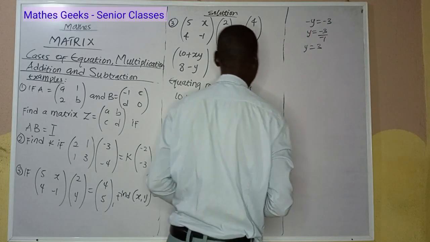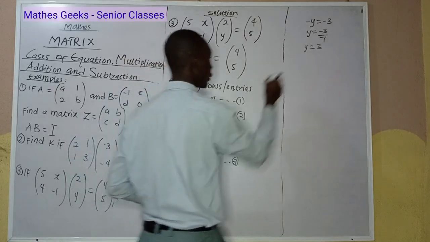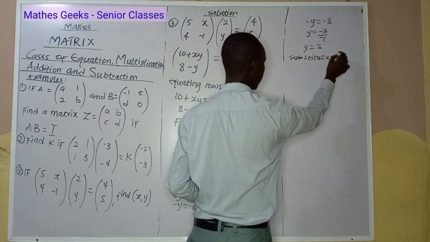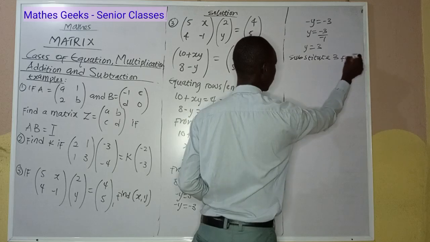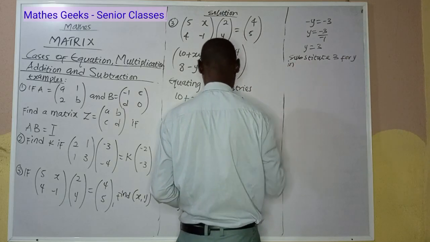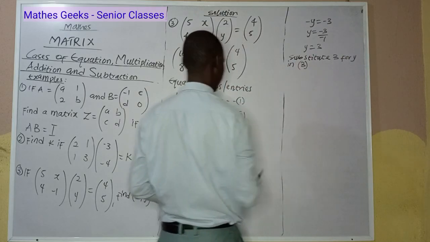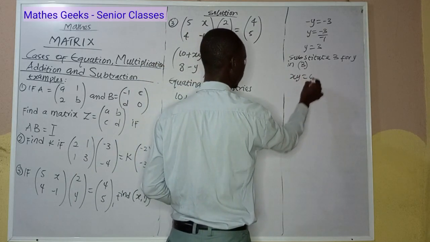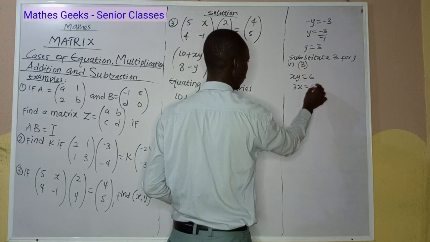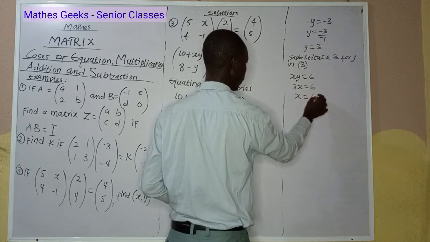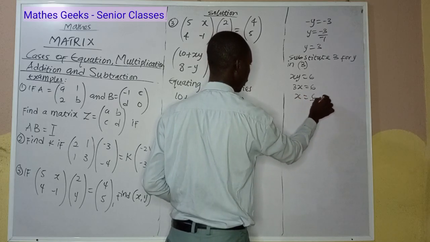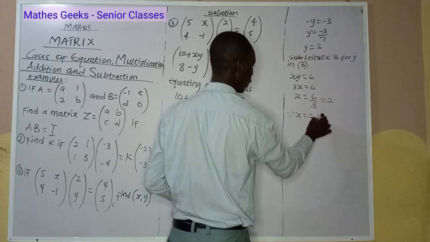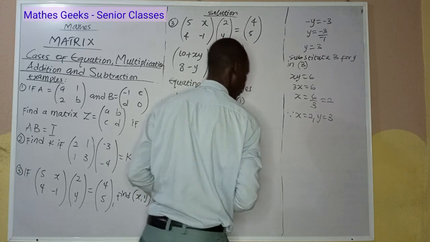Now that we've gotten the value of y, we're going to substitute 3 for y in equation 3. So xy is equal to minus 6, so 3x equals minus 6. And x equals minus 6 over 3, which is equal to minus 2. Therefore x equals minus 2, y is equal to 3.